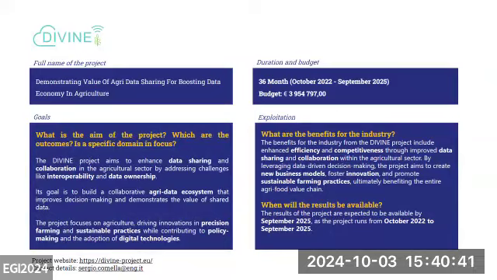The focus of the project is on agriculture, of course, driving innovation in precision farming and sustainability practice, while contributing to policy making and the adoption of digital technologies. The benefits for the industries, in this case inside the agricultural industries, include enhanced efficiency and competitiveness through improved data sharing and collaboration within this sector. By leveraging data-driven decision making, the project aims to create a new business model, foster innovation, and promote sustainable farming practice.